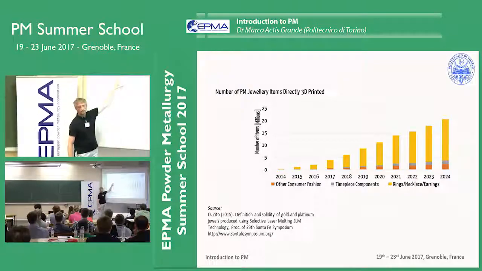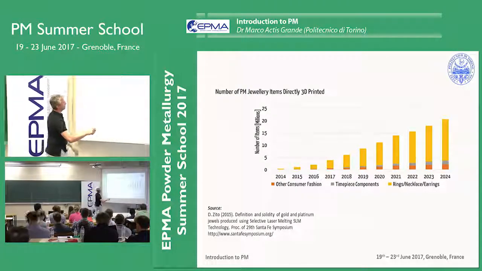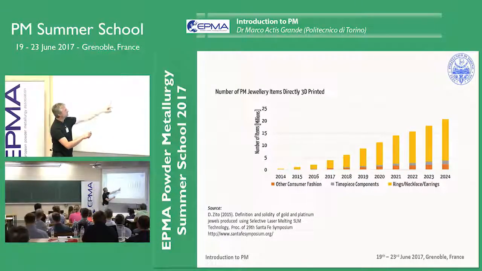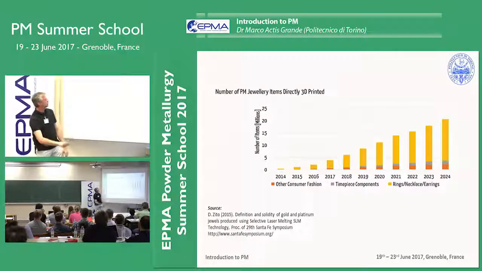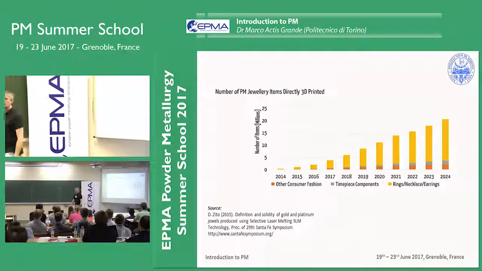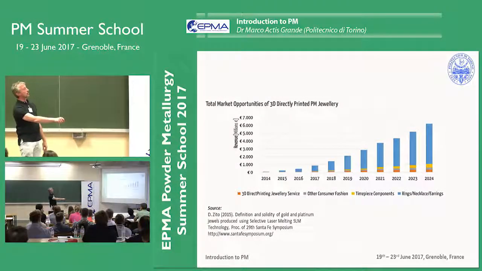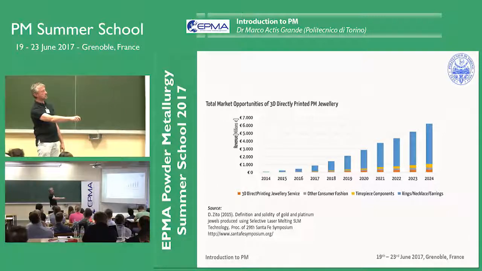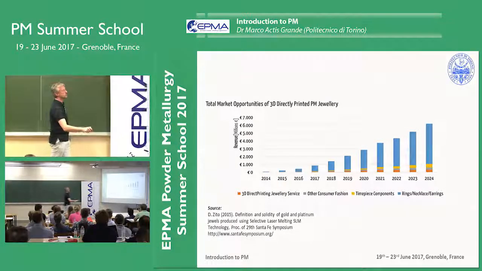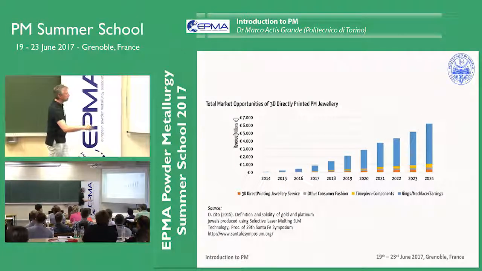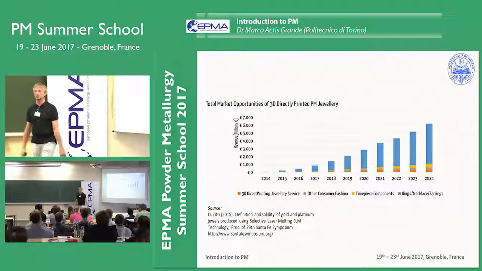Number of items produced by means of additive manufacturing, almost 5 million. Growing and growing and growing. In terms of the market opportunities of 3D printed PM jewelry, just see the revenue, which is ranging from 0 to 1 million in 3 years.